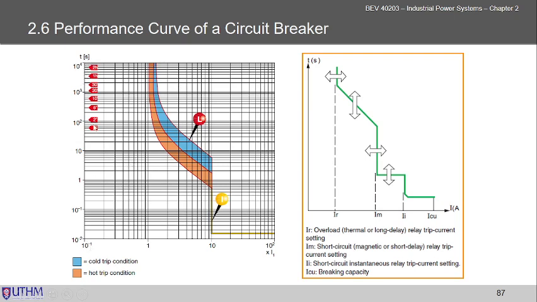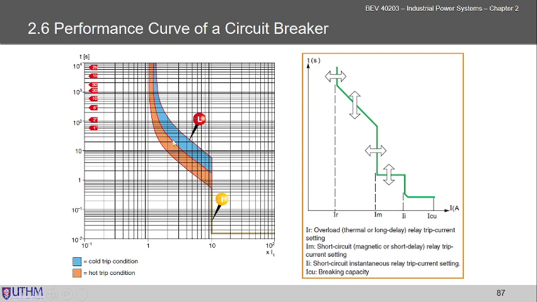This is the T, the time for the tripping, and this is the current. This axis is logarithmic, so 10 means 10 times the nominal current. The nominal current will be here, this is 1, this is 2 times the nominal current, and this goes up to 10 times the nominal current. That's why here the tripping time is less. When our fault current is increasing, our tripping time will be decreasing.